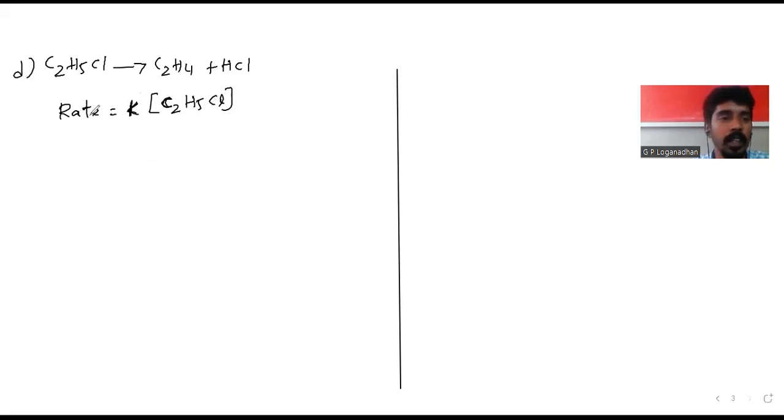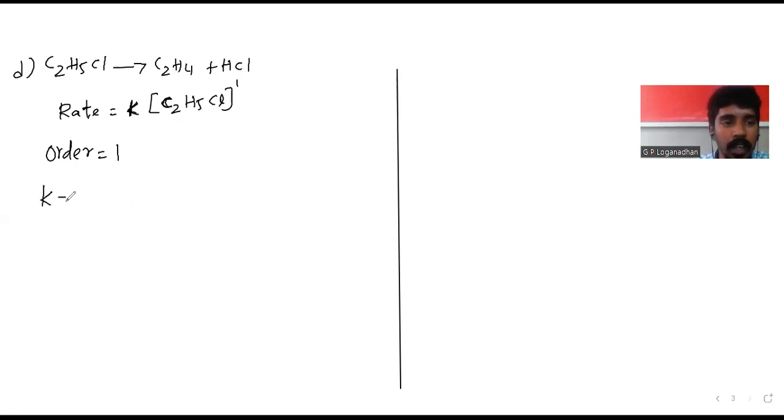If the concentration is doubled, then the rate of the reaction is also doubled because the power is 1. If you take the concentration 3 times more than the previous one, the rate of the reaction is also increased by 3 times. And that is why you are relating with the power 1. Understand? That is what it means. We have to find the order of the reaction. The order of the reaction: C2H5Cl is given and its power is 1. So it is a first order reaction.